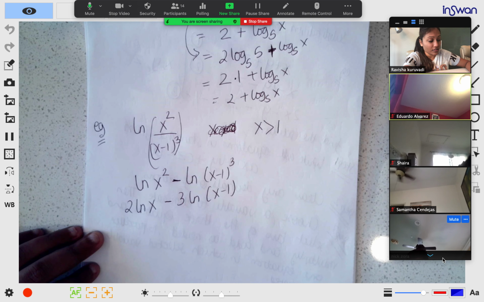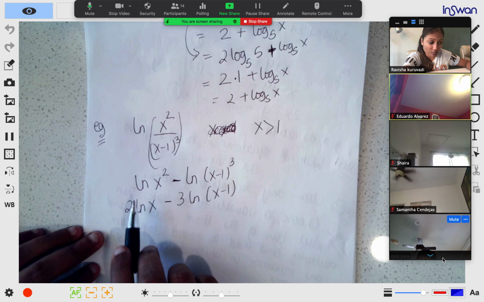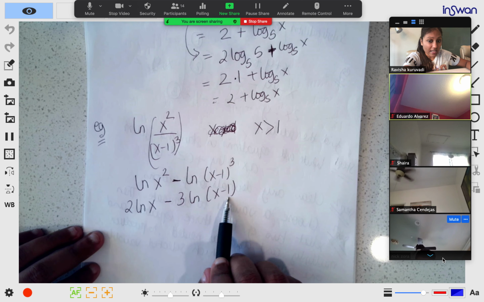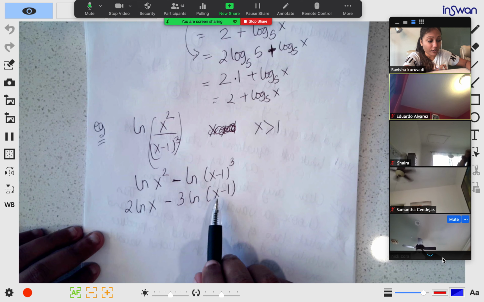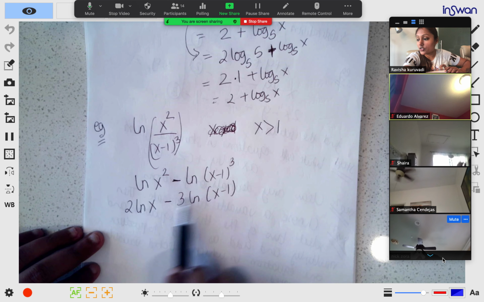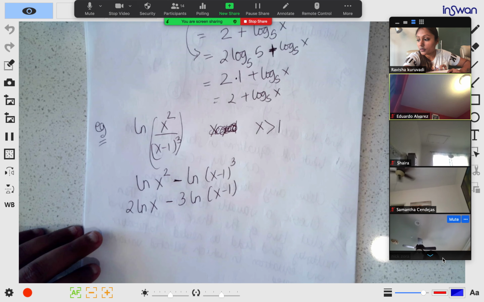Can I expand this thing, x minus 1, further? I cannot. I have just taught you about multiplication and division. I have never taught you about addition and subtraction inside. I haven't taught you, so you cannot expand further. This is your final answer. Any questions? Let's do more examples on this.